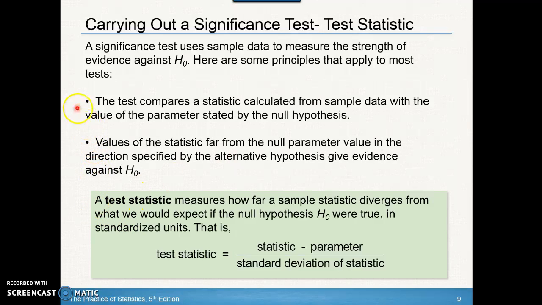Since we're talking about test statistics and how far away they are from the null, think about that. That's basically like your z-score. It's the same thing as your z-score. You're taking your statistic, you're seeing how far away it is from the parameter, or from the null that we've stated, and then we're going to divide it by the standard deviation of the statistic, which is literally the exact same thing as a z-score.